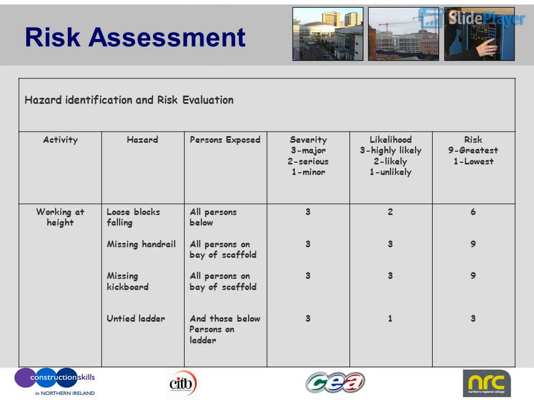Risk assessment, hazard identification and risk evaluation activity. Persons exposed. Severity: 3 major, 2 serious, 1 minor. Likelihood: 3 highly likely, 2 likely, 1 unlikely. Risk: 9 greatest, 1 lowest. Working at height. Loose blocks falling. Missing handrail. Missing kickboard. Untied ladder. All persons below. All persons on bay of scaffold and those below. Persons on ladder. Risk ratings: 3, 2, 1, 6, 9.